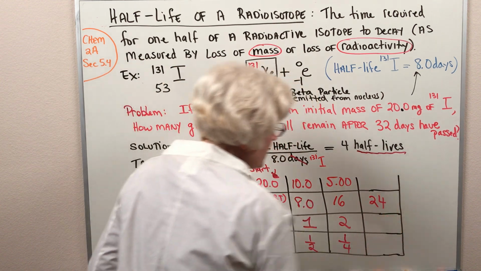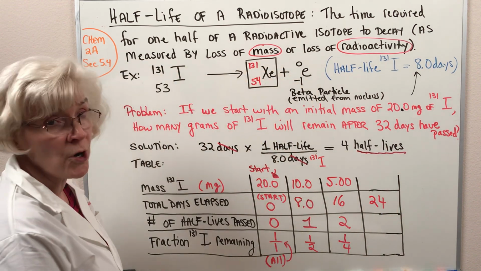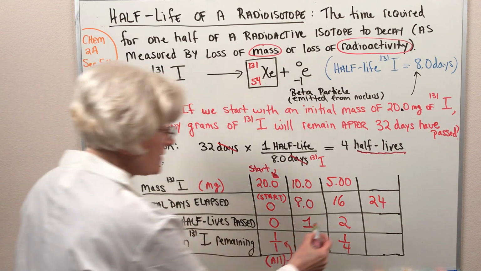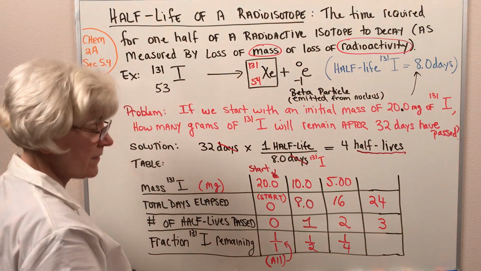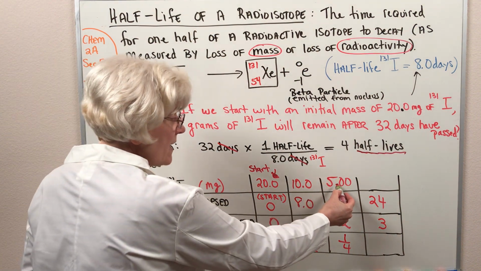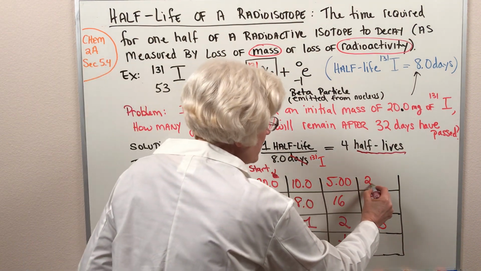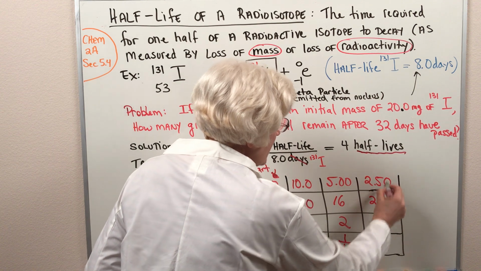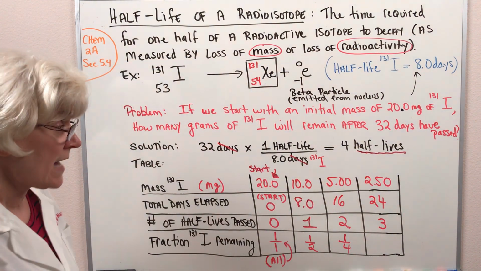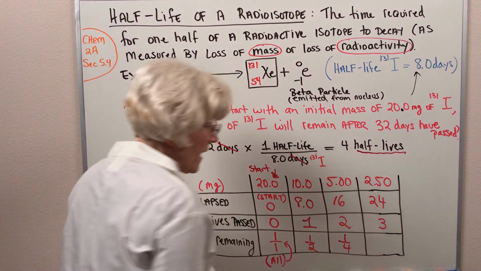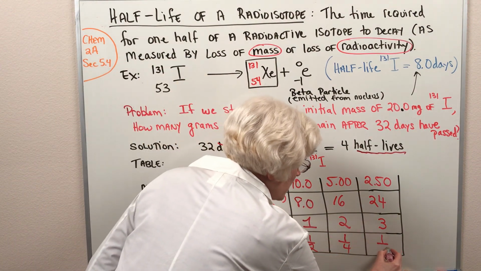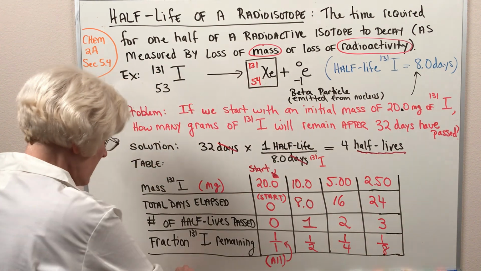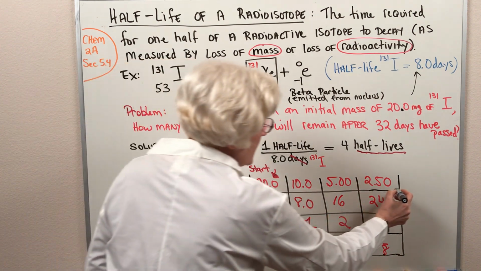And then what happens when another 8 days passes? That gives us a total of 24 days that have passed. This is now 3 half-lives that have elapsed, and we're taking our 5 milligram sample and cutting it in half again. Now we have 2.5 milligrams left, and this correlates to 1/8 of our original sample.